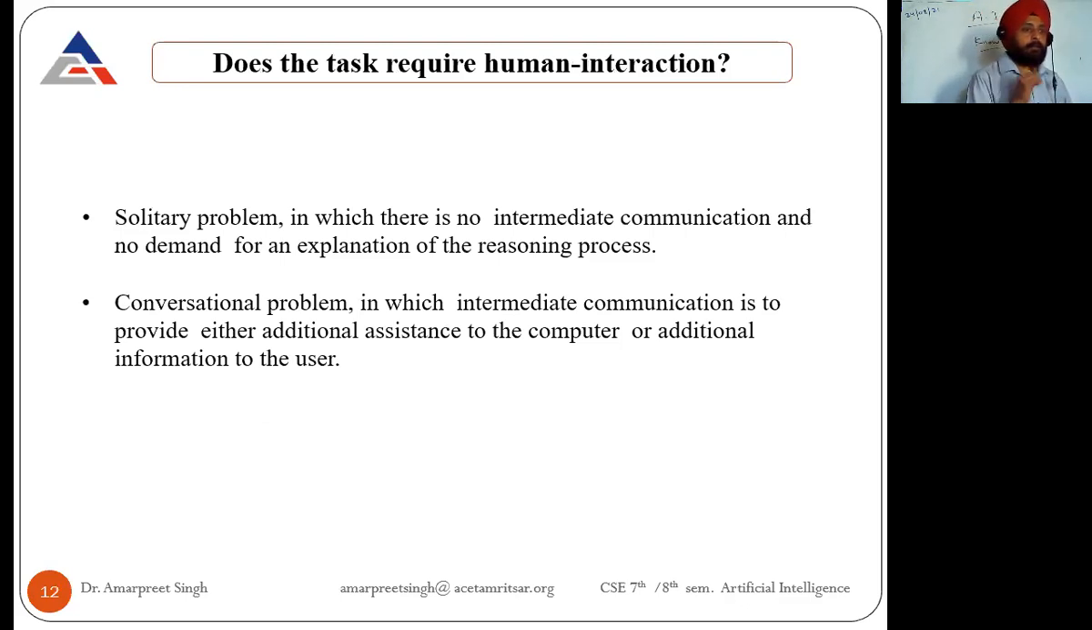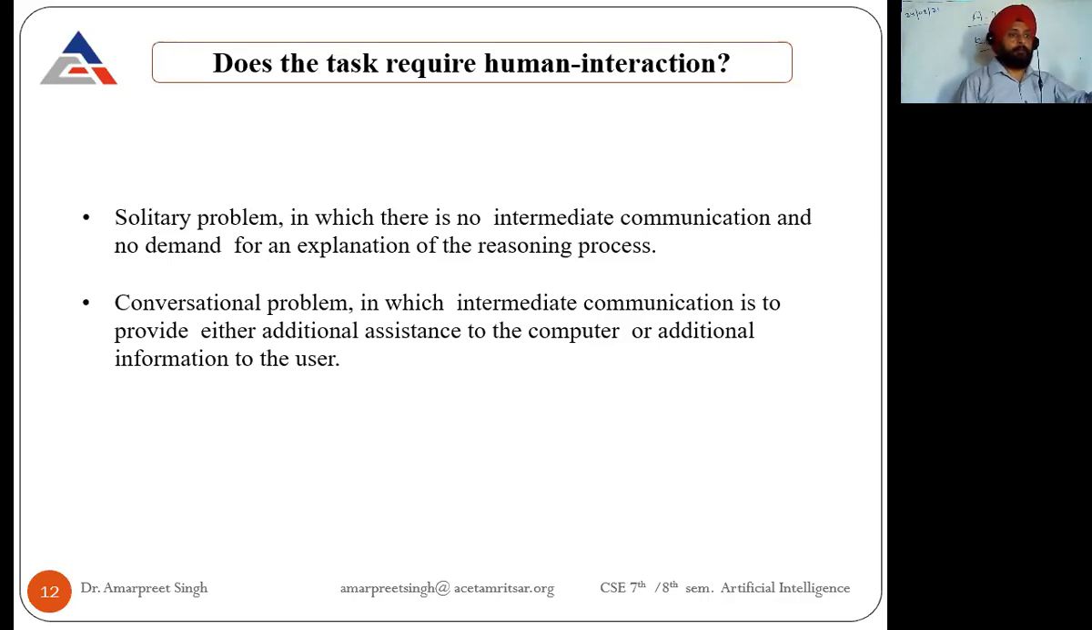Does the task require human interaction or not? Is interfacing required, is interaction required? Because the communication is sometimes one way, but sometimes the communication is two way. So if there is two-way communication, then the interface between the two is required, the interaction is required.